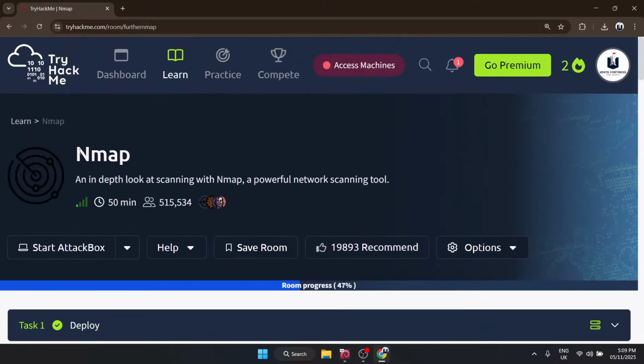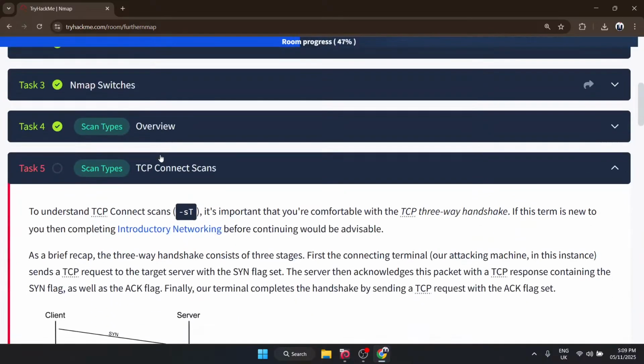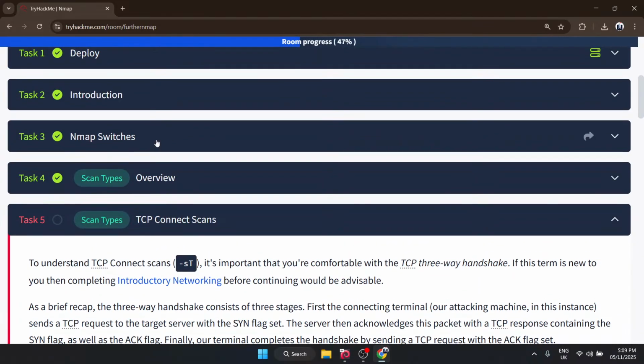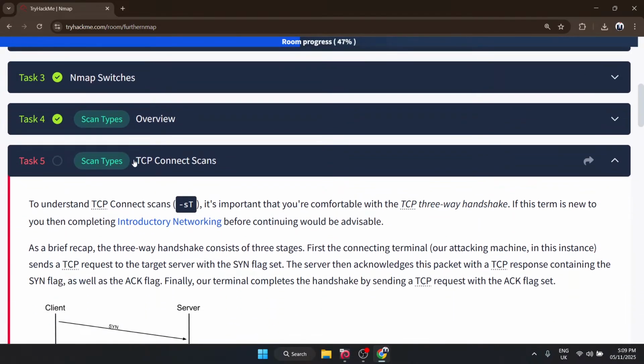We started with our Nmap journey, and here we studied multiple switches of Nmap, and we are going to continue with it.